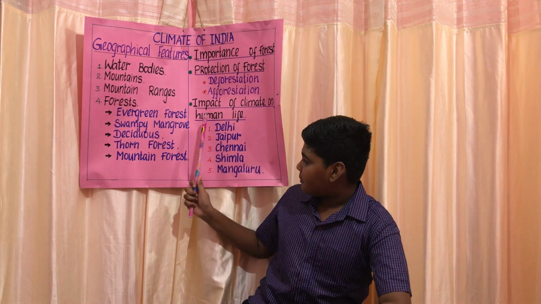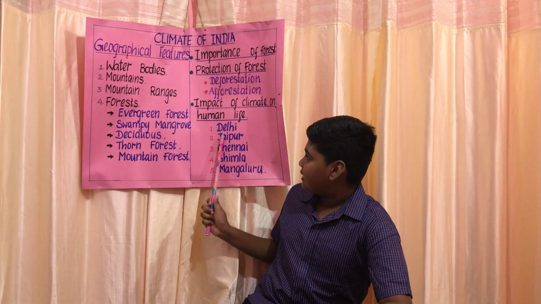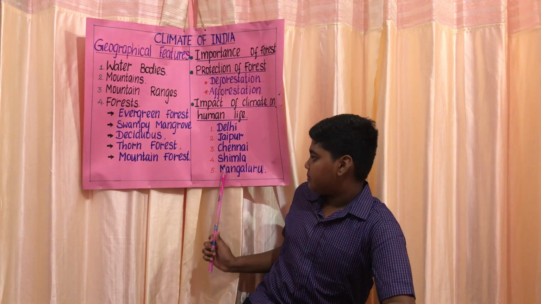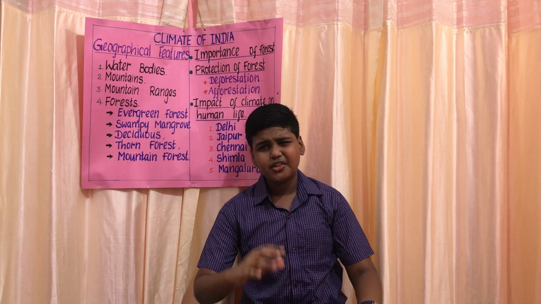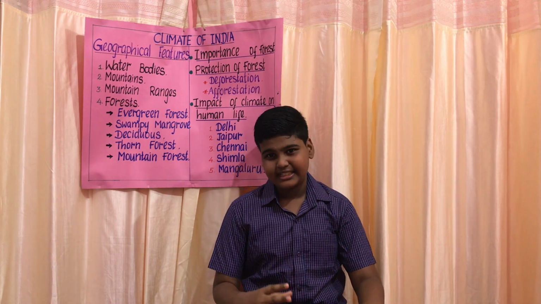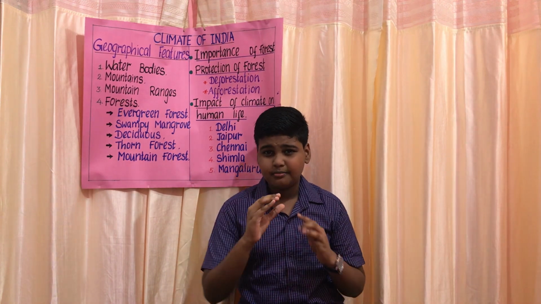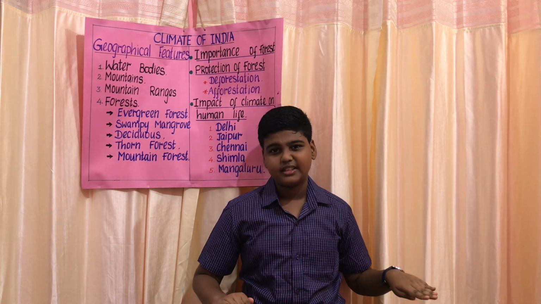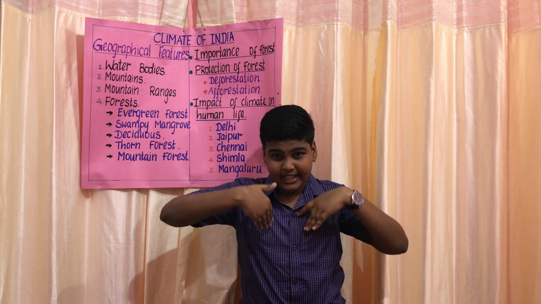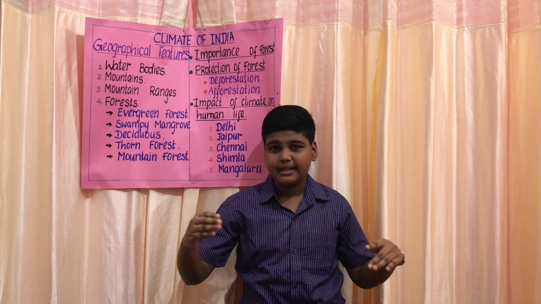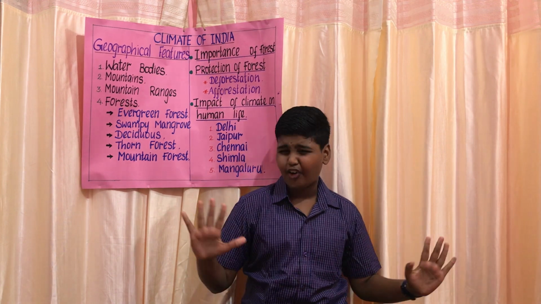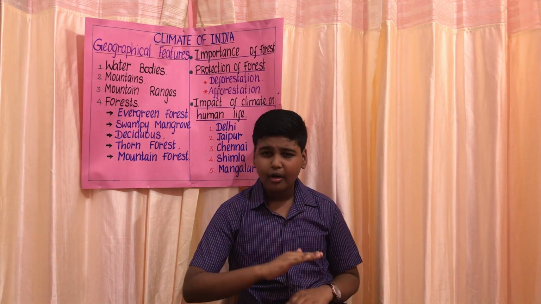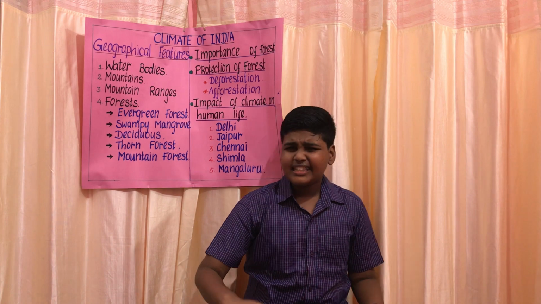Now we can learn about five cities. They are Delhi, Jaipur, Chennai, Shimla and Mangalore. First we can learn about Delhi. Delhi is a landlocked city and it experiences very hot and dry summers and very cold winters. If I need to explain the temperature, it is extreme weather, which means very hot and dry summers and moderately warm winters.